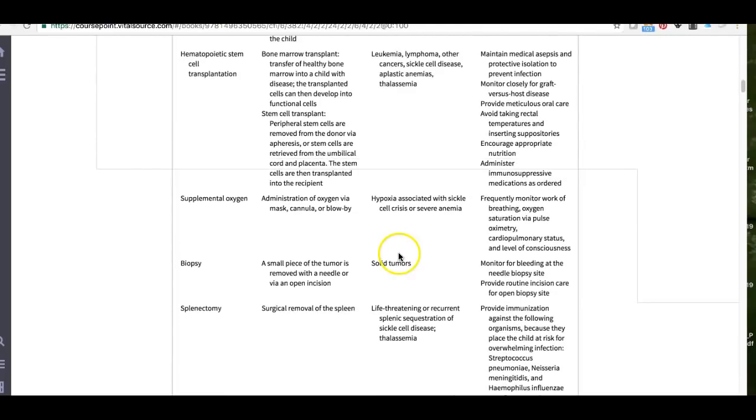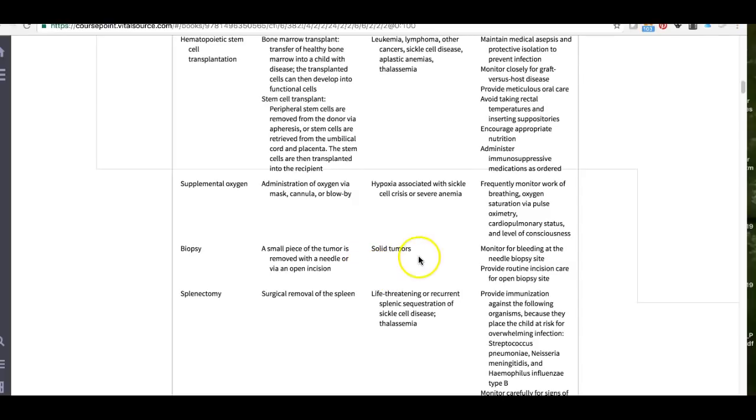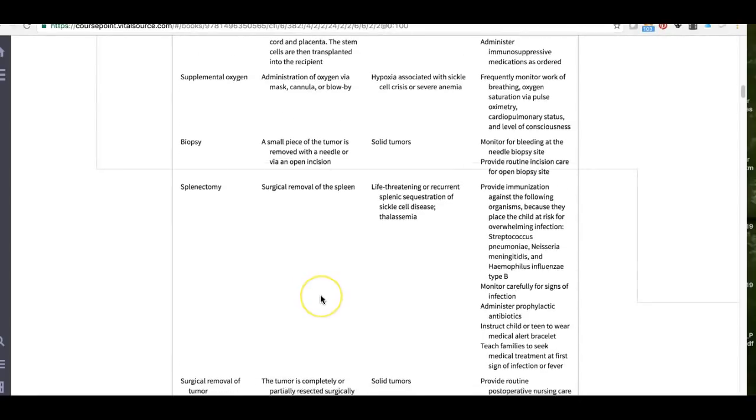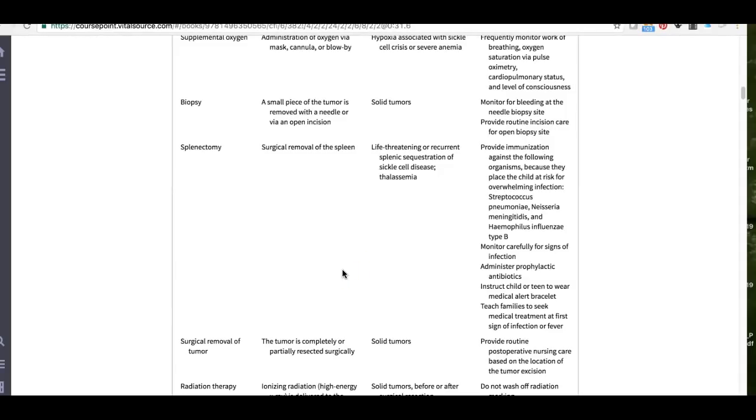Oxygen, can't ever go wrong with oxygen, right? Unless you have a congenital heart baby. You don't want to put oxygen on every congenital heart baby. Sickle cell, severe anemia. Think about it. These people don't have the hemoglobin to carry the oxygen, so they need some extra oxygen. A biopsy, it's how they go in and find out about solid tumors. Splenectomy, okay, if you have splenic sequestration in sickle cell, then they might have to remove your spleen. That makes you even more susceptible to infections.